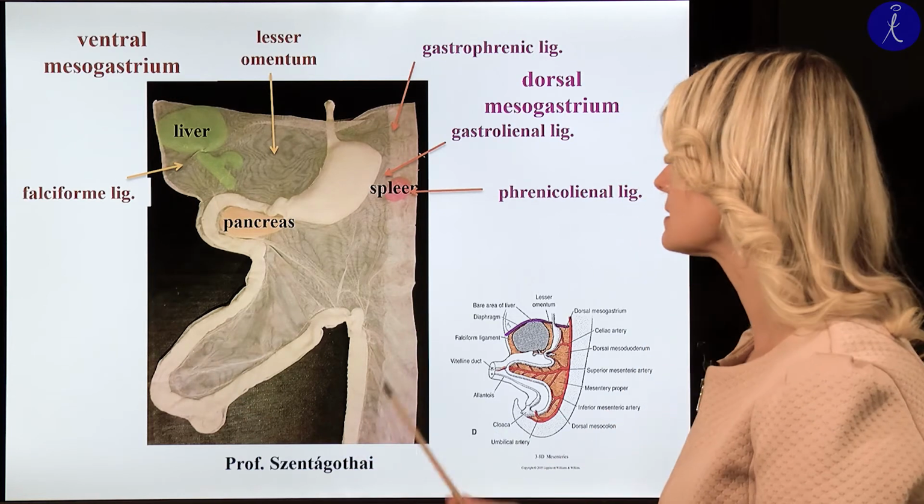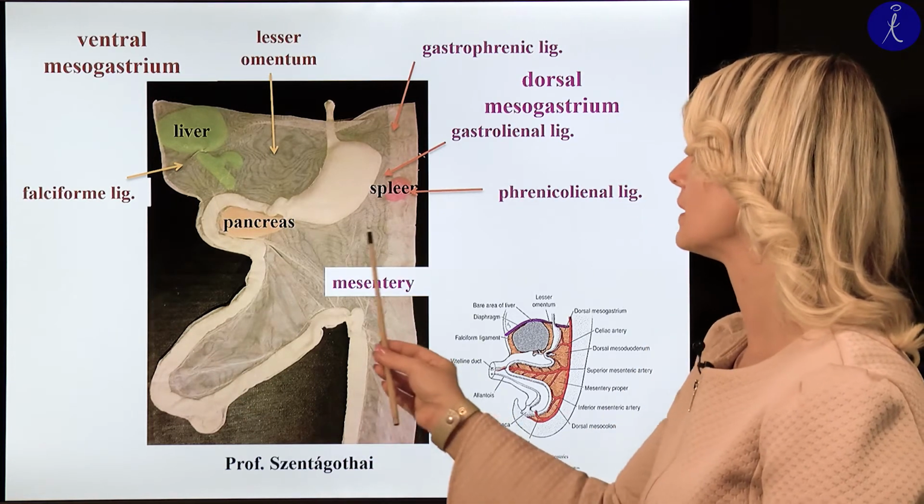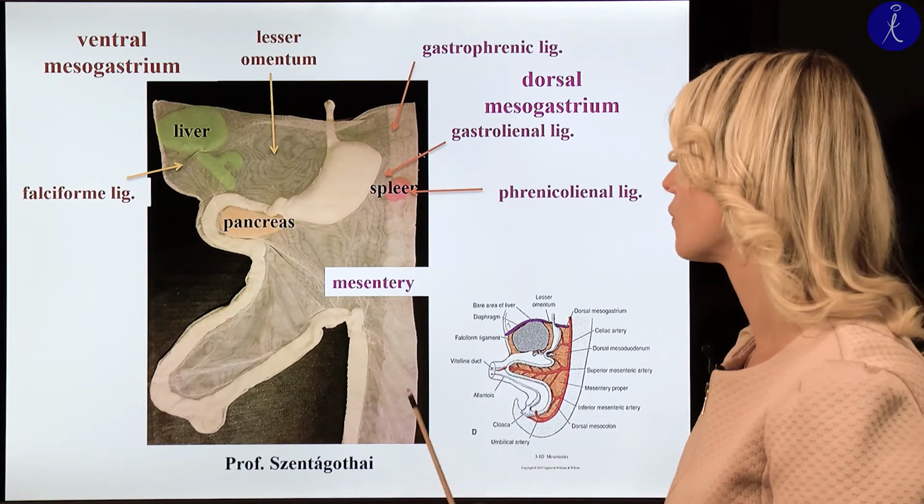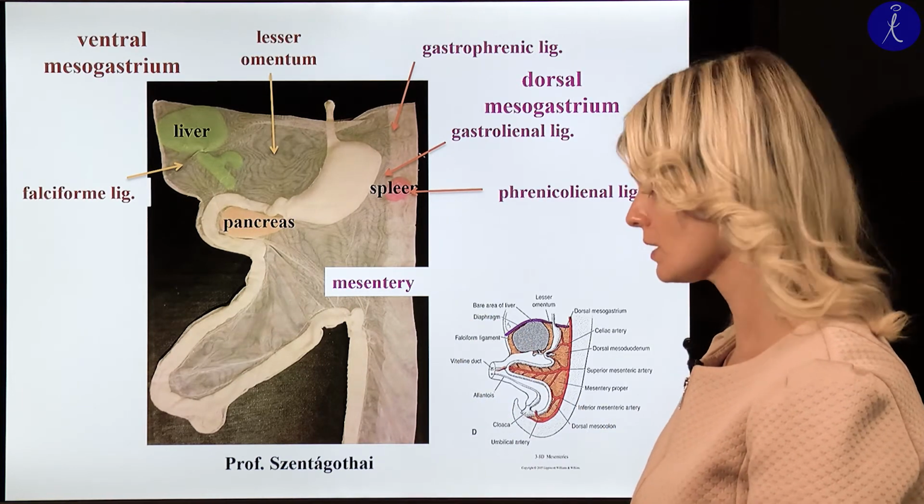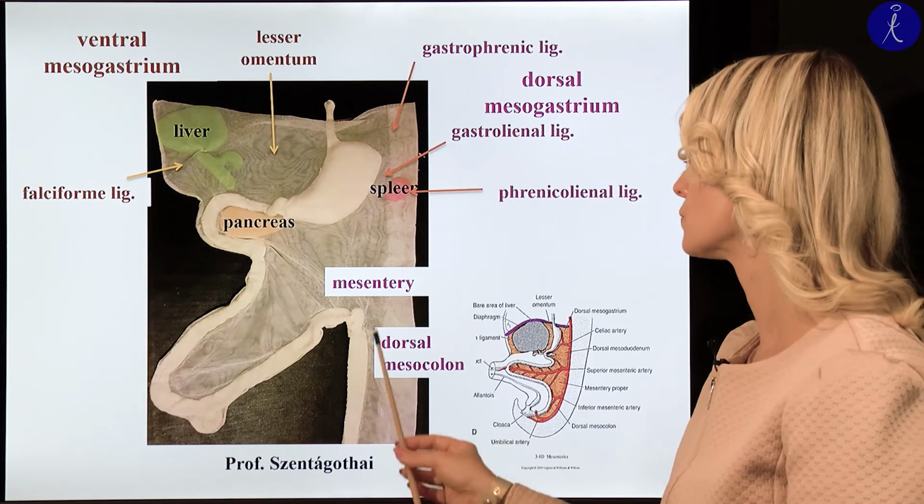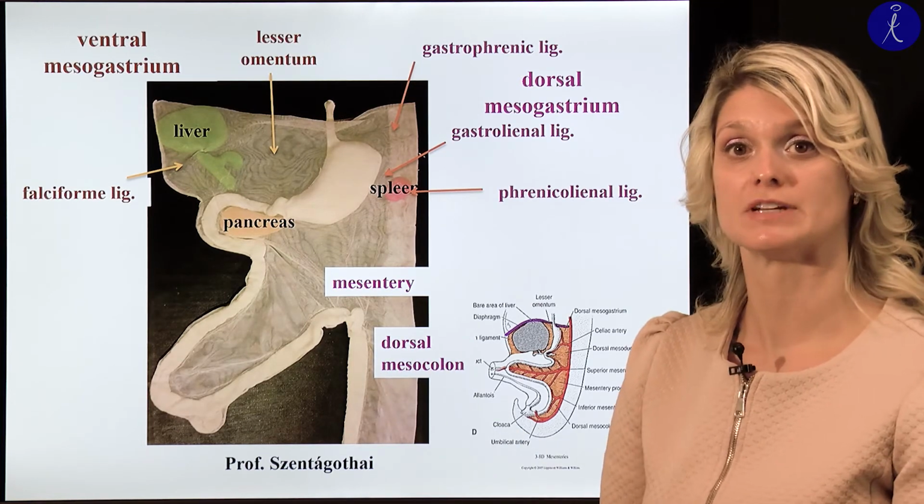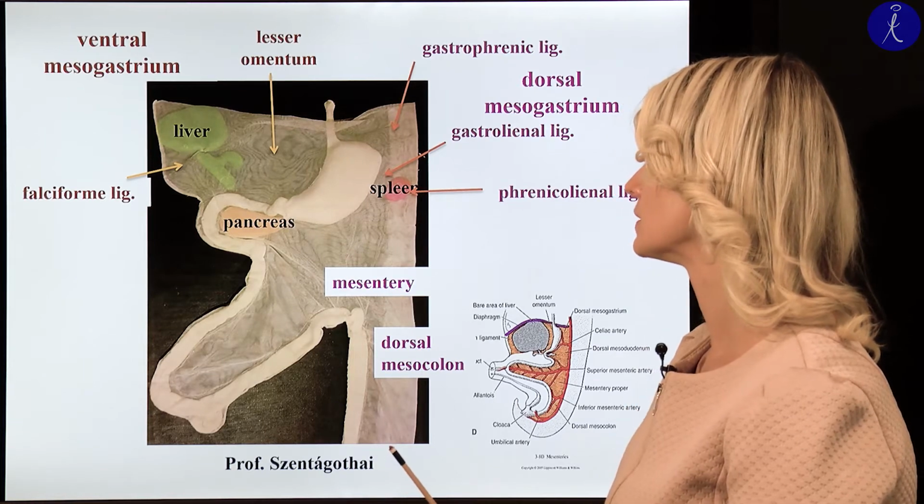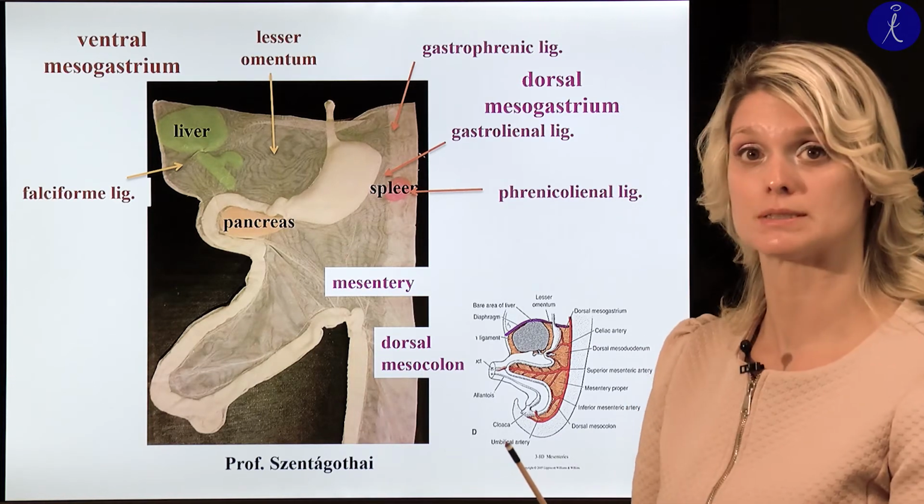The intestinal loops are fixed with mesentery, and the lowest part of the dorsal mesentery is the dorsal mesocolon, which will fix the main parts of the colon to the posterior body wall during the development.